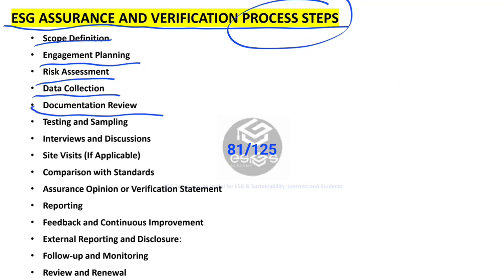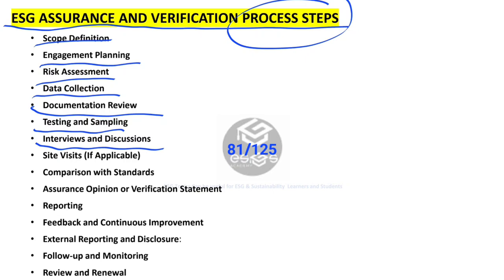The next comes documentation review. In this step, we review all the documentation such as sustainability reports, the policies, the procedures, the strategies, the manuals, and supporting evidence to assess the completeness and the accuracy. Next is testing and sampling. In this step, we conduct tests and sampling of the data and information to verify the accuracy, also the reliability of the reported ESG metrics and disclosure.